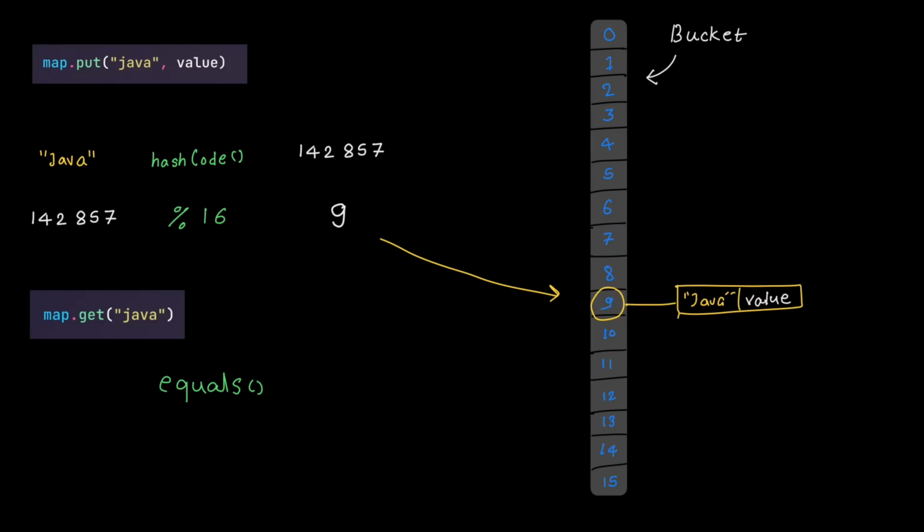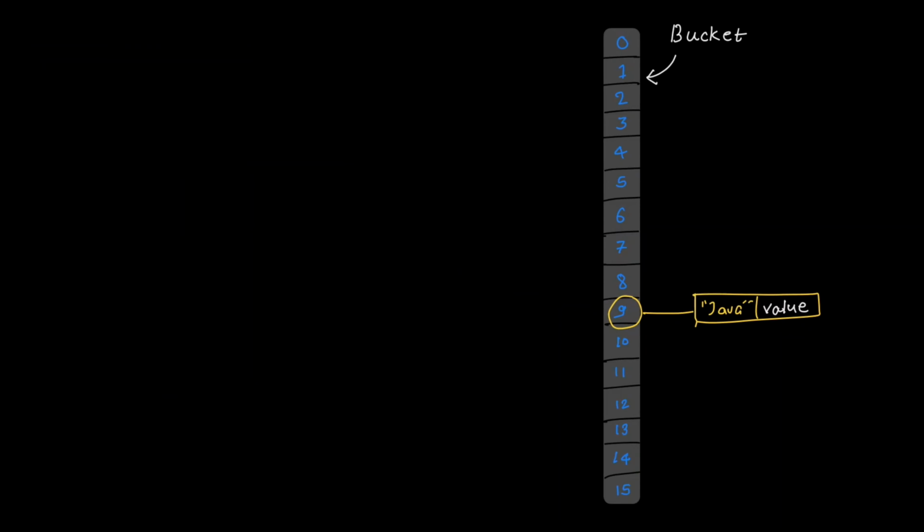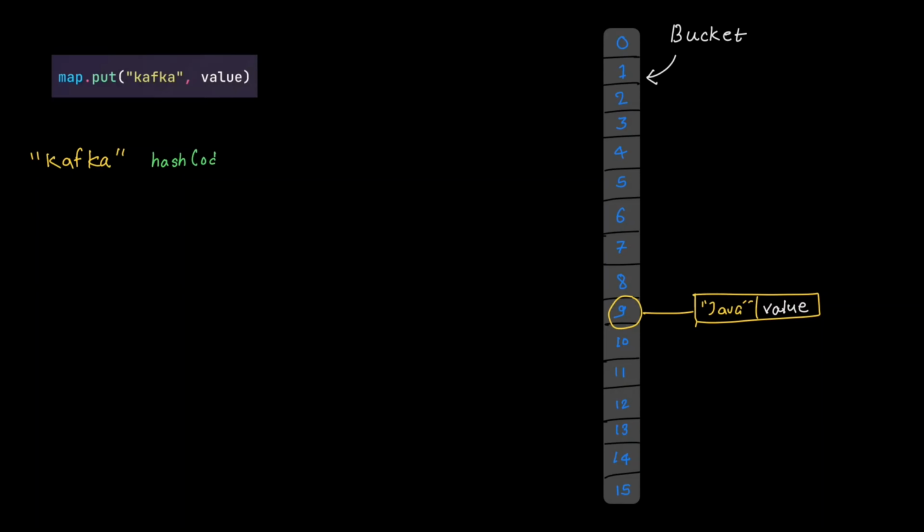method. Now consider that another map.put is called on the same map, say with another key, Kafka. Again, the same steps would be repeated: the hashCode would be calculated, and since the hashCode value is long, we will do the modulo operation to get to the index.